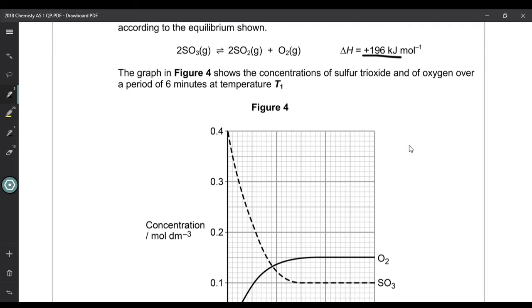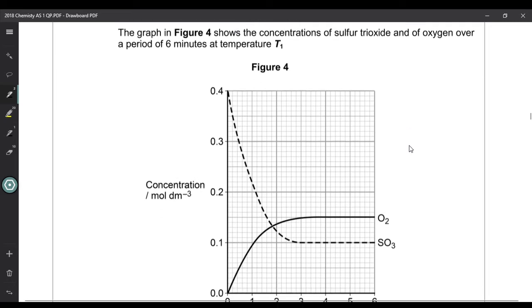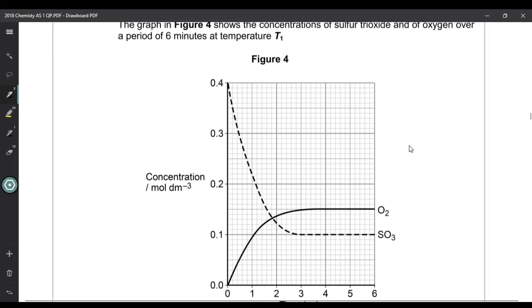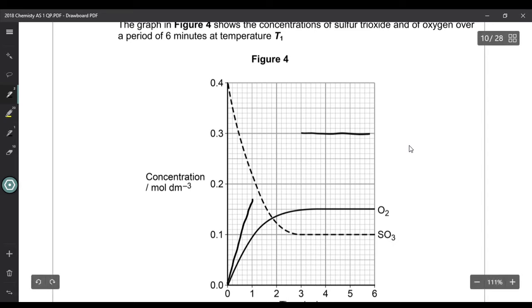And the reaction is going to take the same amount of time to reach equilibrium. So we know that it's going to be after 3 minutes, and we know it's going to be 0.3 molar. So we know we're going to get a straight line round about here. We know we're starting with 0 moles, so now it's just a case of joining them up.